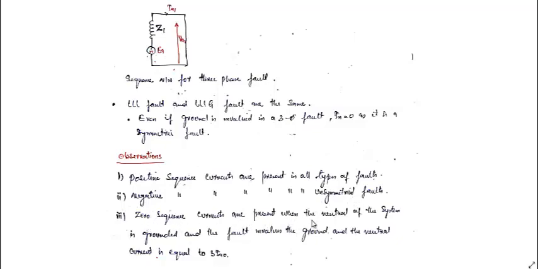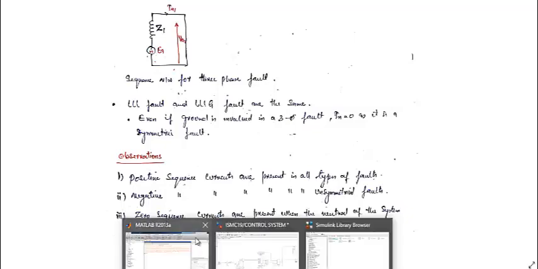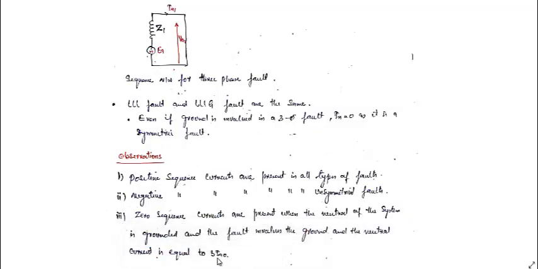Zero sequence currents are present when the neutral of the system is grounded and the fault involves the ground. So there are two conditions. First condition is that the neutral should be grounded, and in case of fault, ground should be involved, and the neutral current will always be equal to 3 times IA0. So these are some observations which we actually note during the derivation of different faults.